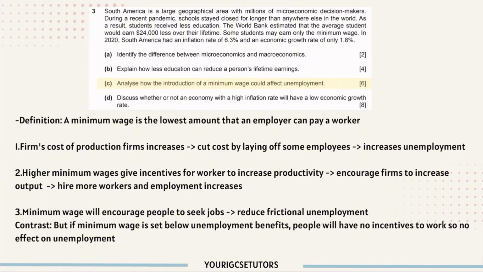And here's a tip for you. So you can always give a contrasting view in one point to show your argument, like a counter argument. Alright, let's move on.